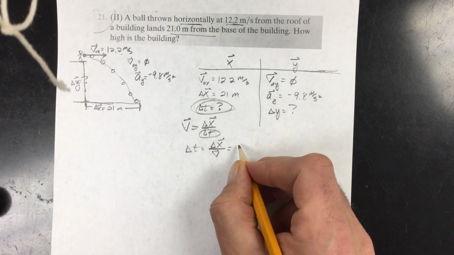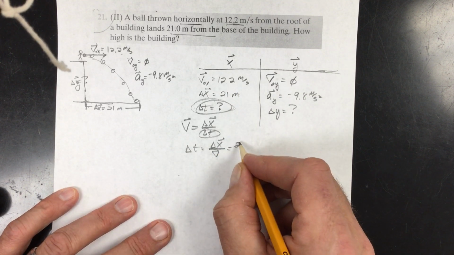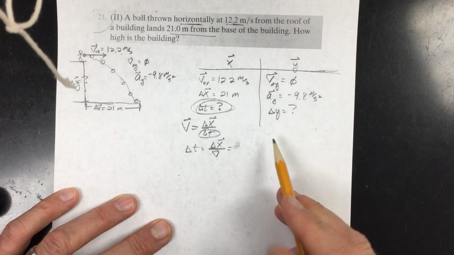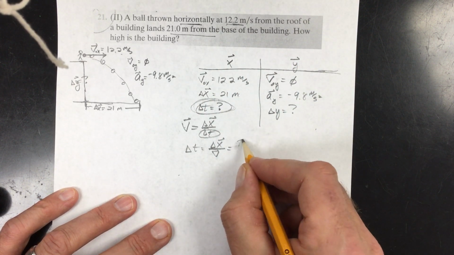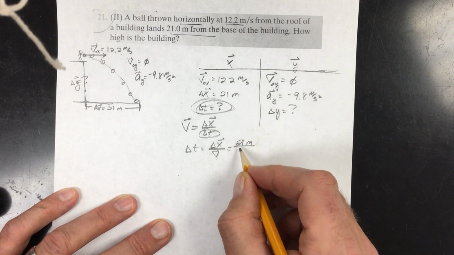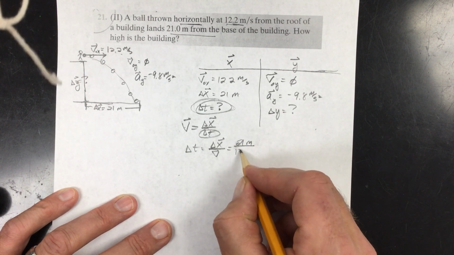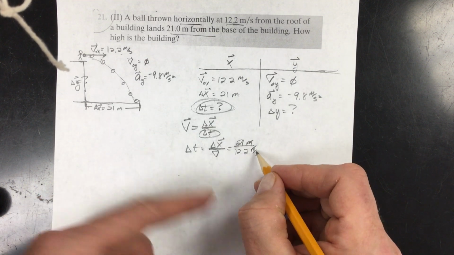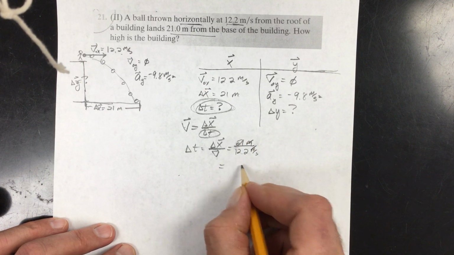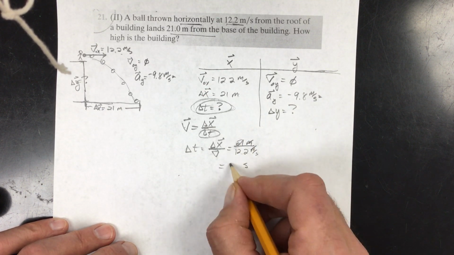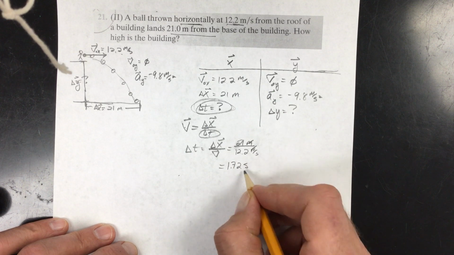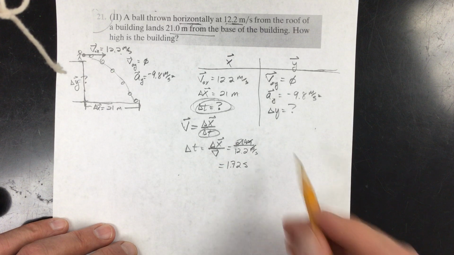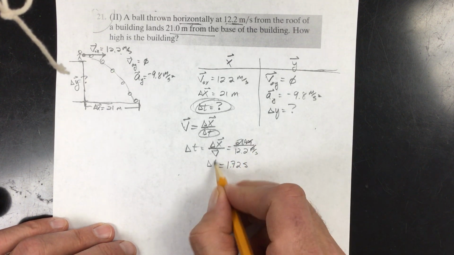Now it's time to plug and chug. I know that I had a displacement of 21 meters, and I had a horizontal velocity of 12.2 meters per second. Meters cancels out. I've got 1 over seconds at the bottom, that'll flip. So that's my way of double checking that my unit is going to be seconds, units of time. That gives me a time of 1.72 seconds. I'm going by sig figs, because I believe that was a 21.0 if I remember right.